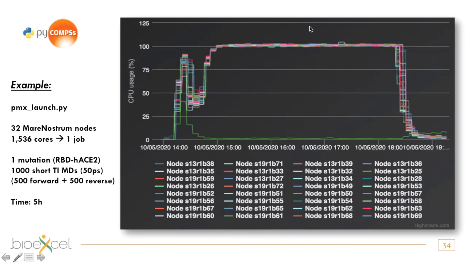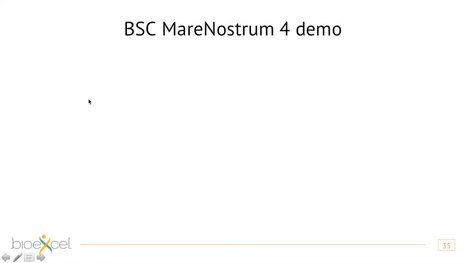The PMX is also as efficient as the previous one. You can see here 100% of usage of all the different nodes except for the PyCOMPSs master, which is controlling the whole workflow. In this case, we were using 32 different nodes with 500 cores. This is just one mutation, 1,000 short thermodynamic integrations of 50 picoseconds in just 5 hours time.